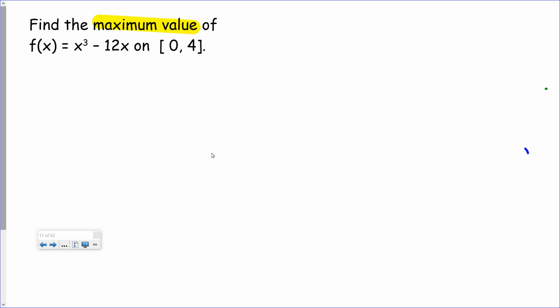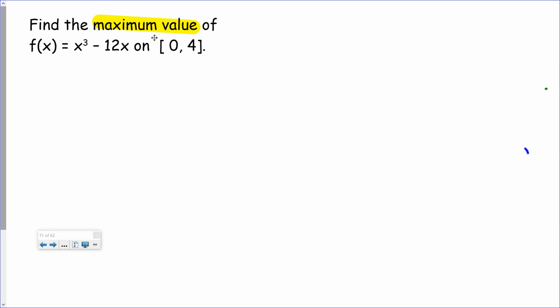We need to know how to do absolute mins and absolute maxes, and we use what's called a candidates test to do this. Not to be confused with what we're going to do today. Today we're going to do what's called the first derivative test, which is similar but not the same. But to find absolute max and min, you did the candidates test.